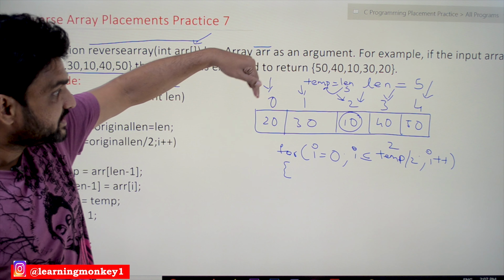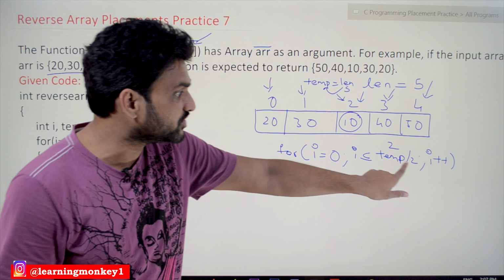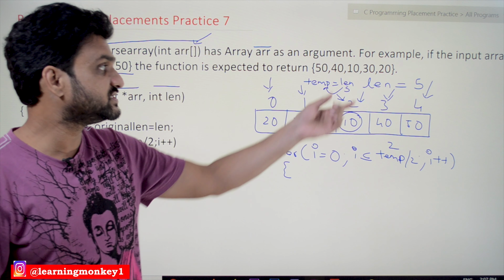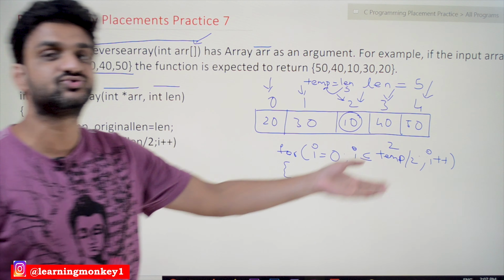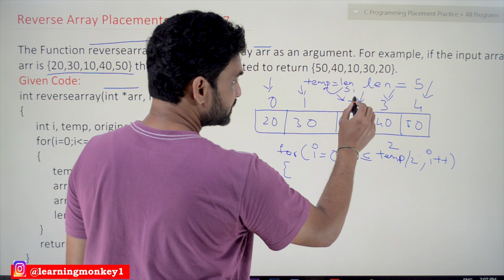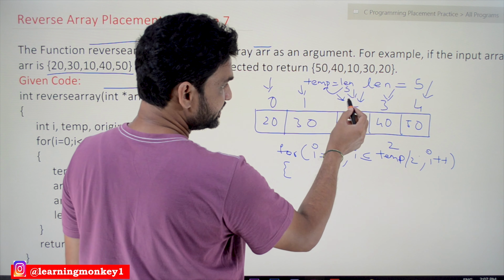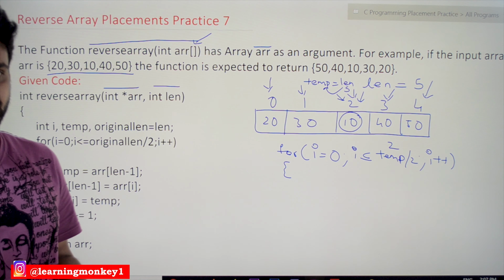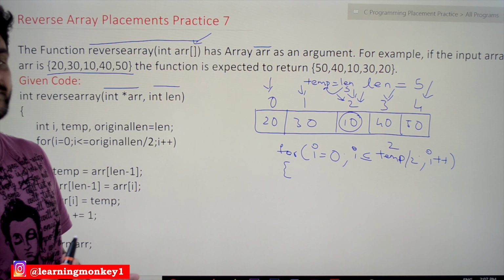So how many times are we going to iterate? That is the reason why we iterate for temp by 2 number of times. Temp by 2 means 5 by 2, which is 2 times. So until here we are going to iterate. This loop is going to iterate till here, and by this time all the elements will already be in the swapped order.